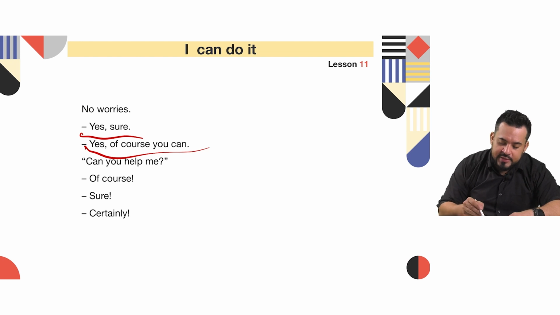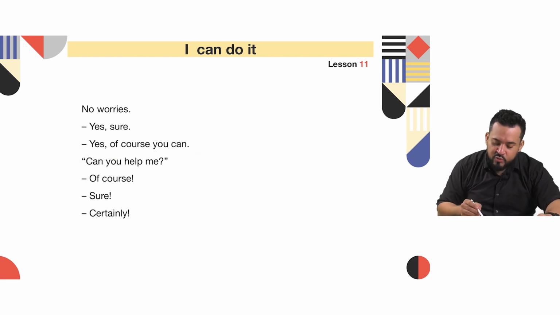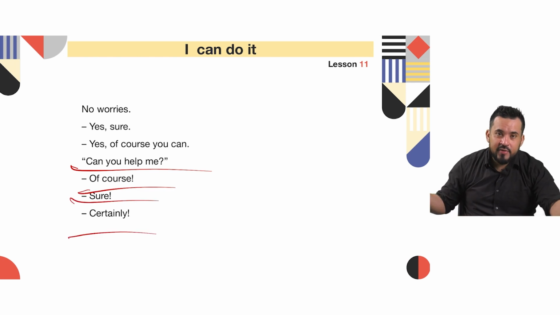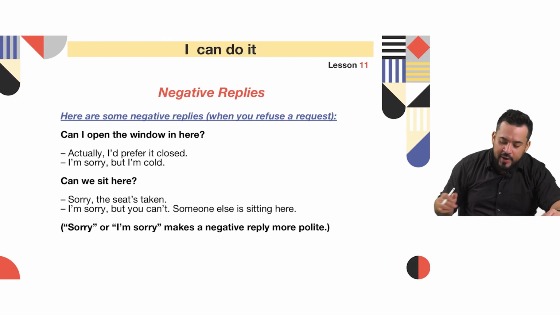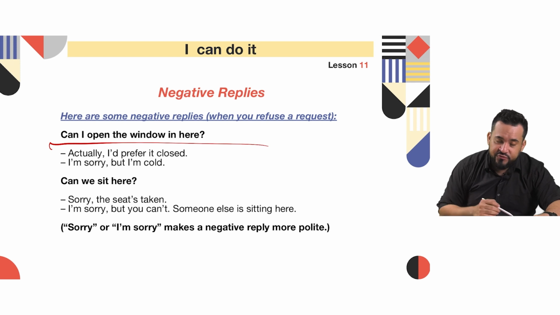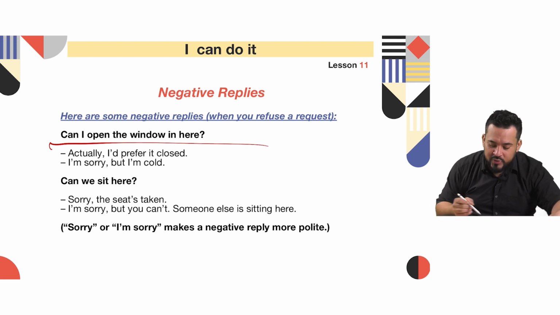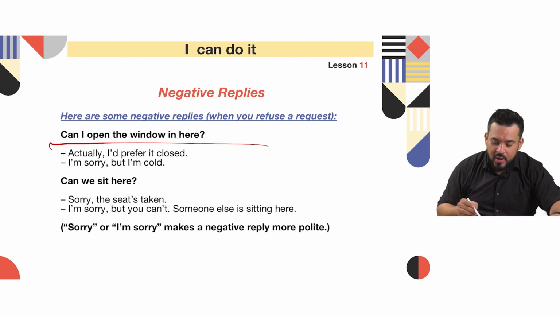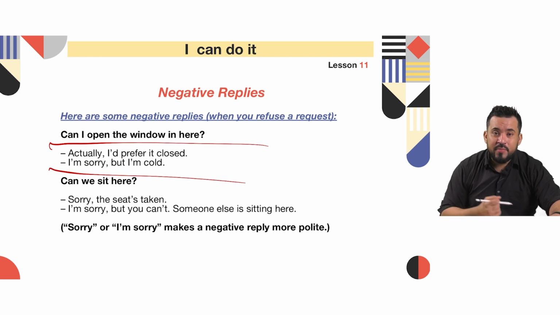Now, let's take a look at the answers for someone. If someone says, can you help me? Of course. Sure. Certainly. Certainly is another form of saying sure. Okay? Negative reply. If you want to reply with a no, then it's a negative reply. So if someone says, can I open the window in here? You say, actually, I prefer it closed. Or, I'm sorry, but I'm cold.